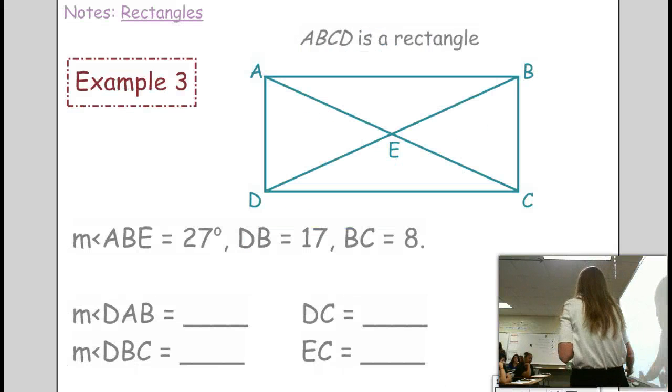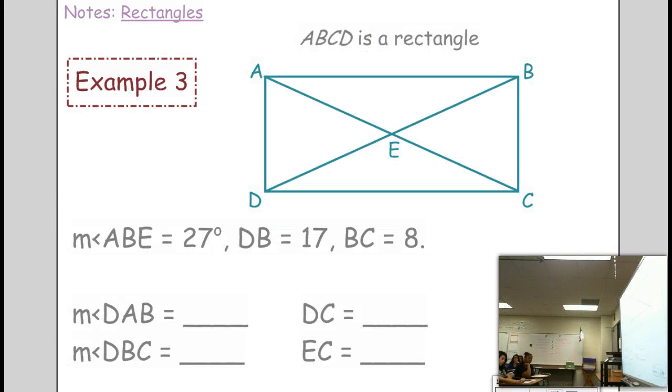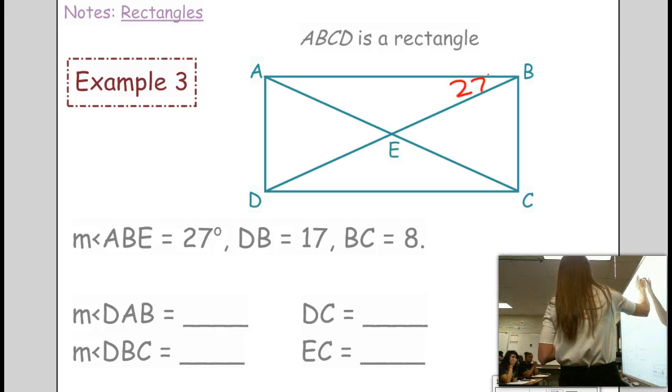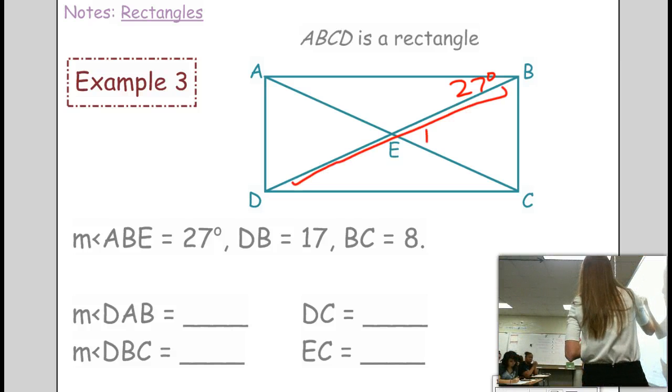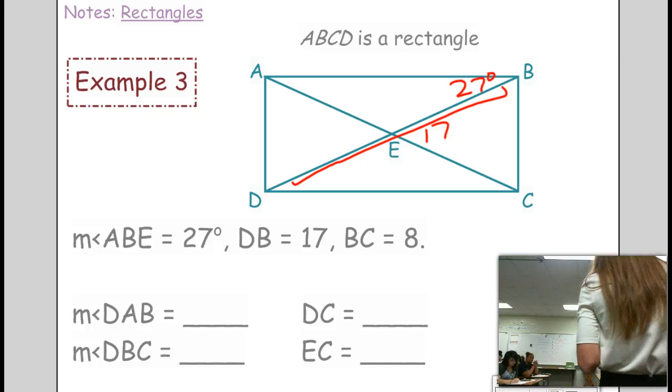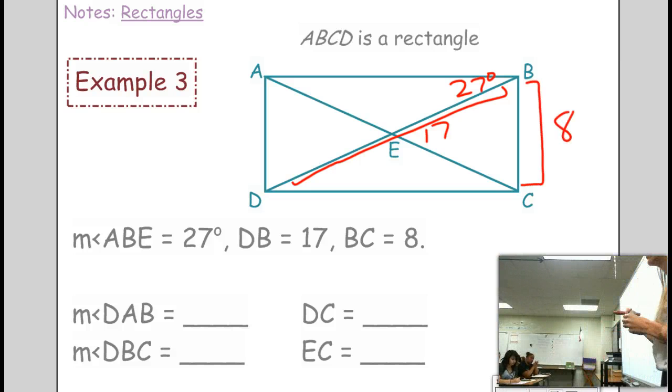Next one on your sheet. Sides or angles? Sides. No. Both. Trick question. You're looking for sides and angles, all in one picture. Where's the angles? So the first thing I recommend is that you mark your picture. ABE is 27 degrees. DB is 17. And BC is 8.